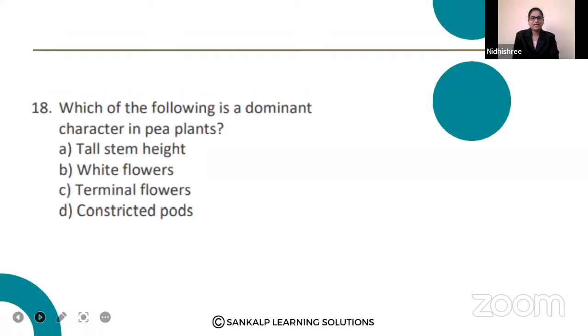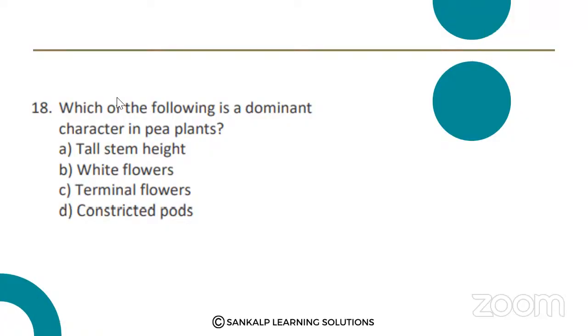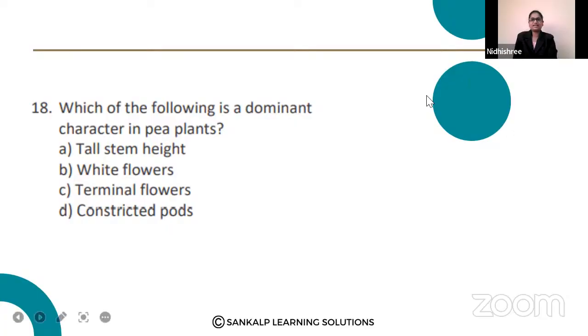Good attempt. Fine. The 18th question goes like this, guys. Which of the following is a dominant character in pea plant? Tall stem height, white flower, terminal flower, constricted pods. Option A, ma'am. Option A, that is tall stem height, is the right answer.